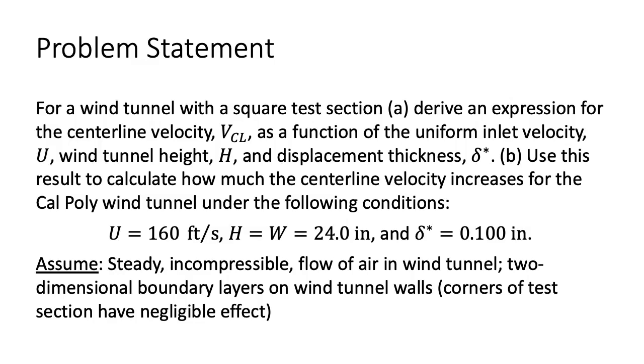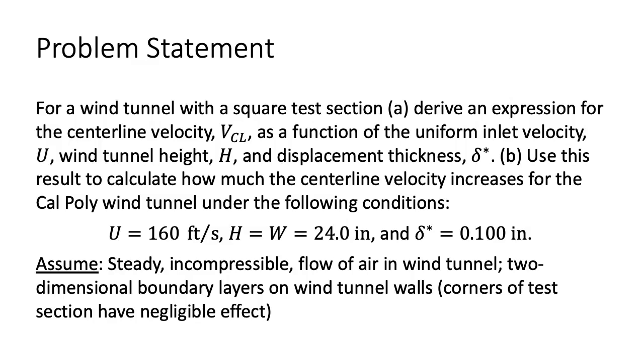For Part B, use this result to calculate how much the centerline velocity increases for the Cal Poly wind tunnel under the following conditions: uniform inlet velocity of 160 feet per second, height and width of the test section of 24 inches, and displacement thickness at the exit of 0.1 inches.